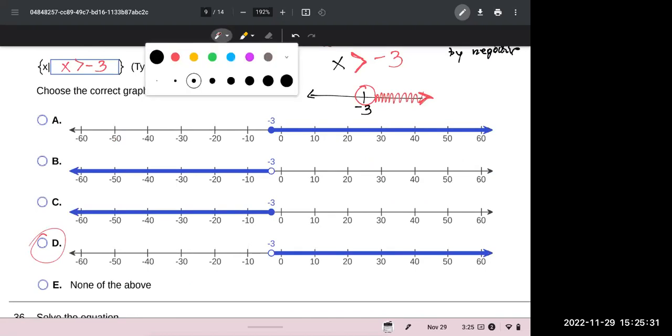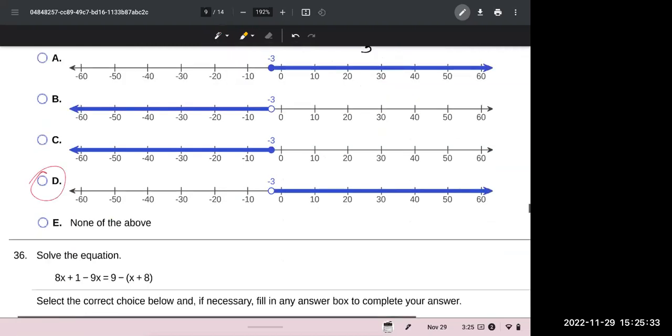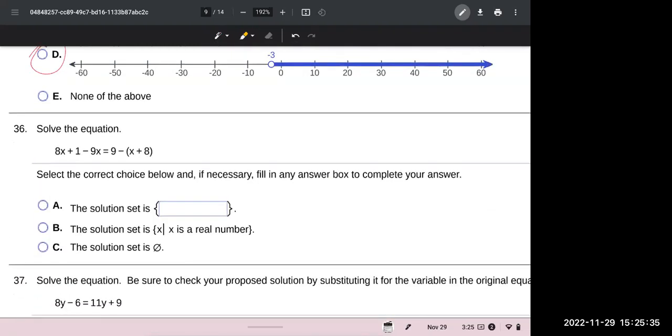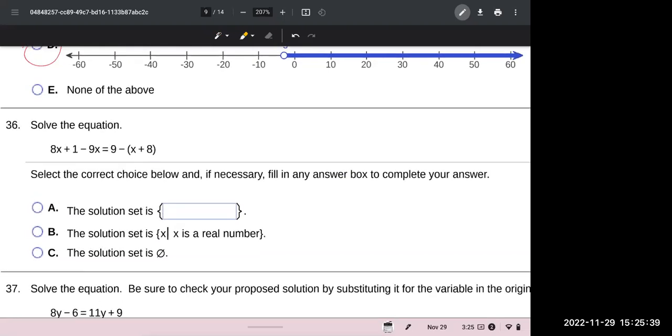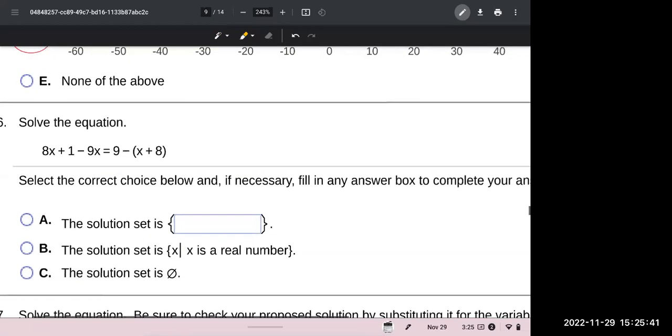Okay, next one, question 36, you need to solve the equation. So you need to solve for x. First, you need to organize the left side. On the left side, you have 8x minus 9x. So 8x minus 9x will give you negative 1x. And I still have that plus 1, equals. On the right side, I have 9.